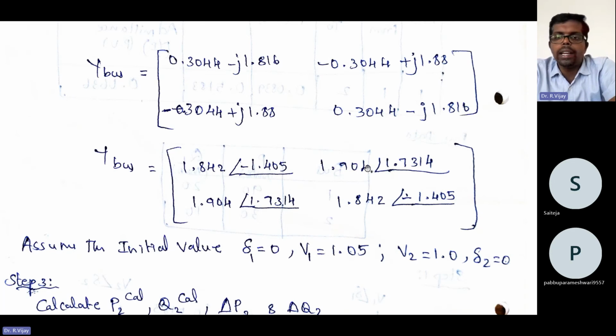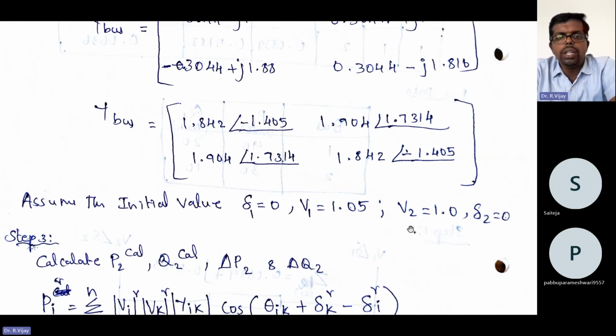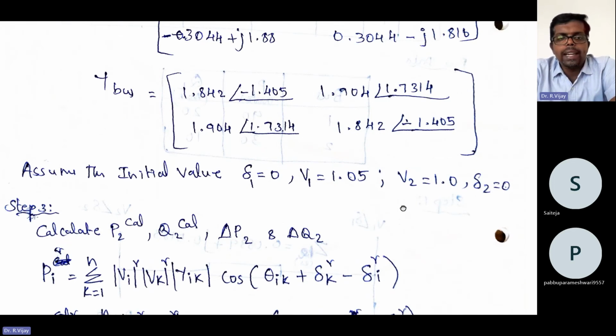Here 1.904 at the angle of 1.7314. Here also 1.904 at the angle of 1.7314. Here also 1.842 at the angle of minus 1.405. This is how you need to formulate the Y-bus matrix.